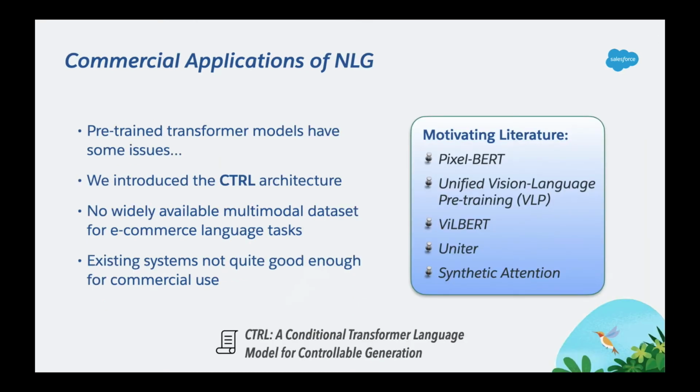In order to build an AI writing system, there's a few things we need. So first off, pre-trained transformer models are very sensitive to large parameter changes during training and tuning. They're often very noisy and unconditioned for industrial use cases. That's why we introduced the CTRL architecture from Salesforce Research. Unfortunately, CTRL still works only on text, and there's no widely available data set, at least for the e-commerce setting, that deals with multimodal language tasks.